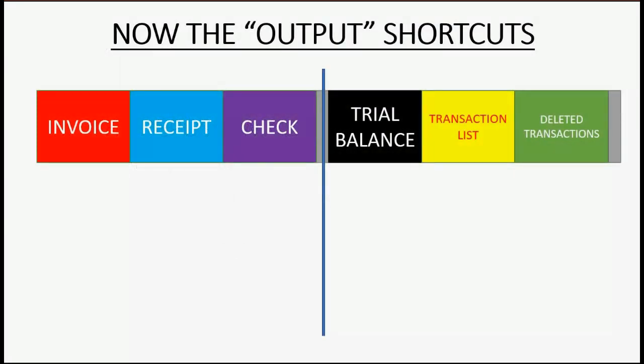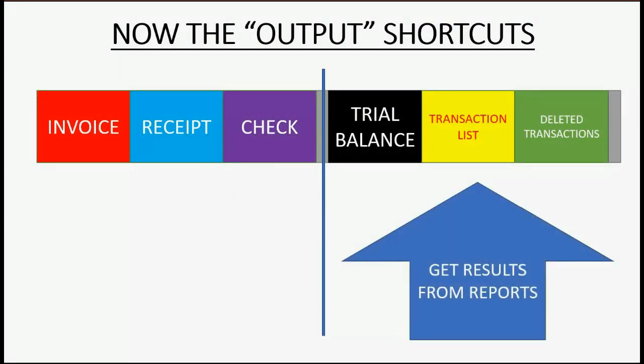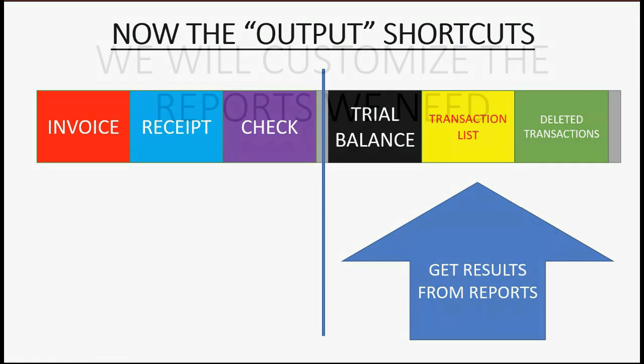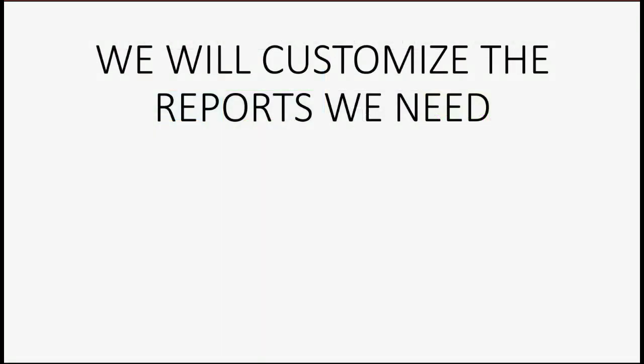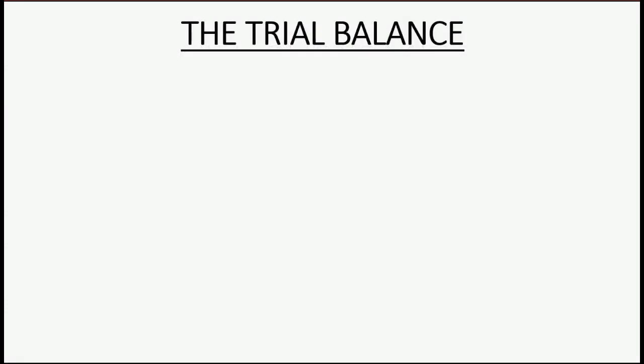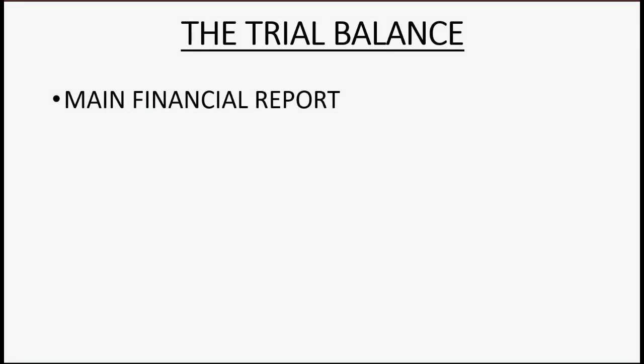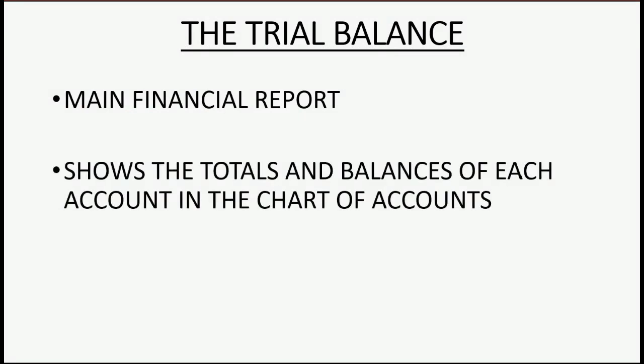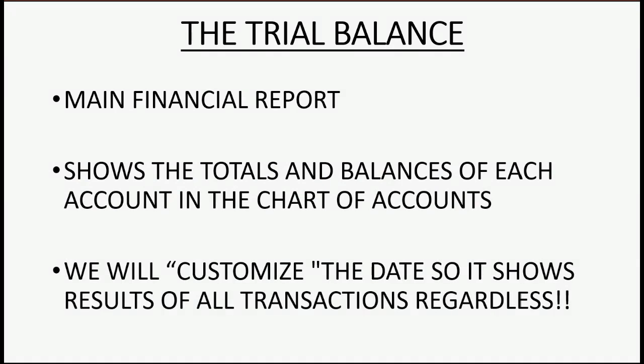Now we learned earlier that we get our results from the reports, and we're going to learn how to customize them as part of our setup. And we will customize only the reports that we need. And the icon bar will remember the customization and remember how it looked after we saved it. So first we add the trial balance. It's the main financial report, and it shows the total of all balances of each account in the chart of accounts. And we will customize the date to show the results of all transactions regardless of date.